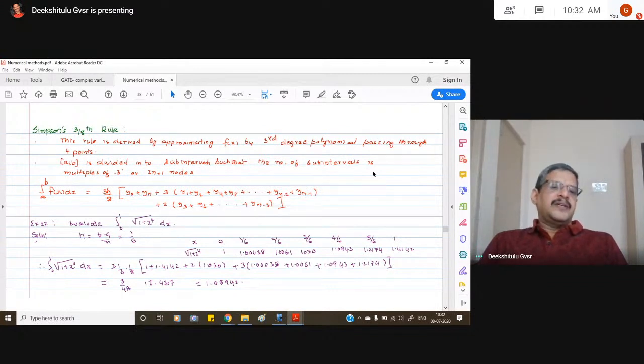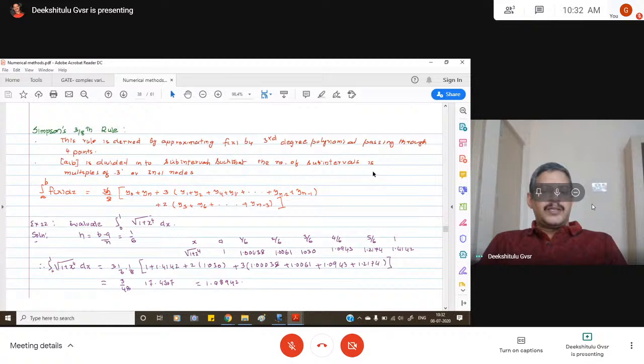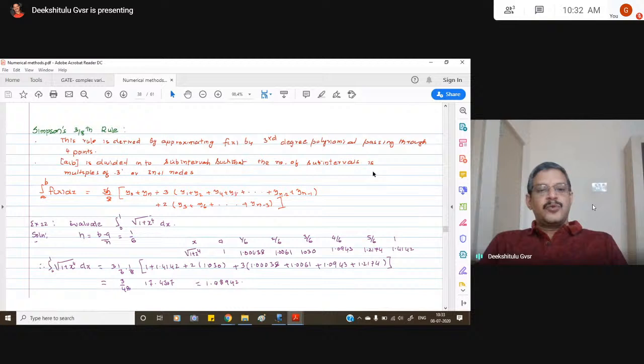When that is the case, the Simpson's 3/8 formula is given by integral a to b f of x dx is equal to 3h by 8, where h is the step length, into y0 plus yn, the first ordinate and last ordinate, or the value at the first point and the last point, plus 3 into y1 plus y2, y4 plus y5, so on and so forth, yn minus 1, plus 2 into y3 plus y6 plus, so on and so forth, yn minus 3. So this is called Simpson's 3/8 rule.